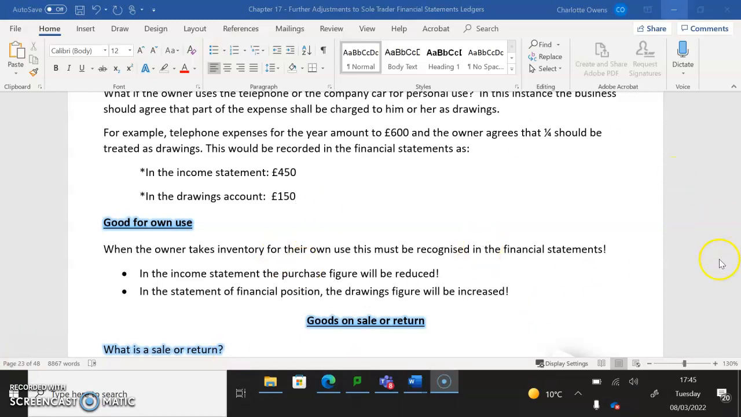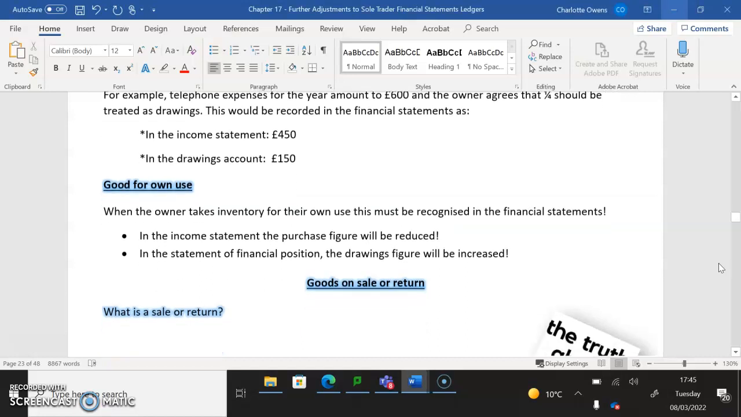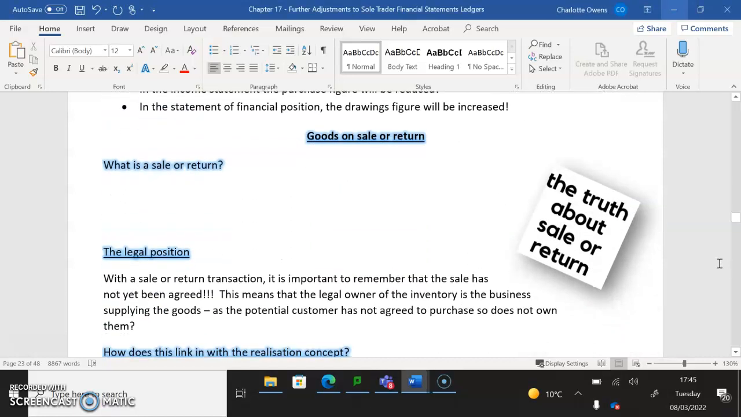Now the other transaction that I just want to recap on, and you did see this back in the concepts chapter earlier on, is that you may be dealing with goods that are bought on a sale or return basis. Now what I'd like you to do is just pause this video and see if you can remember what a sale or return actually is. Just pause it, have a think about this for a moment, and then we'll go through it together.